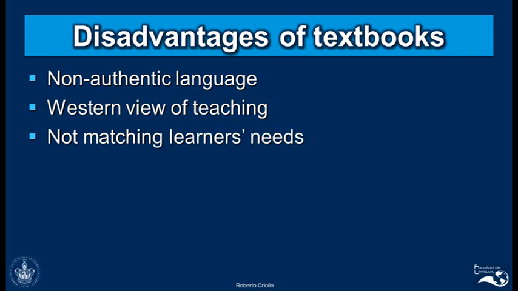The third disadvantage is that because textbooks are produced for a global market, they are very unlikely to match your learners' needs. Everybody in the world is different. There are different ages, different interests, different cultures, and therefore, when textbooks are produced to fit everybody's needs, the truth is that they fit no one's needs.